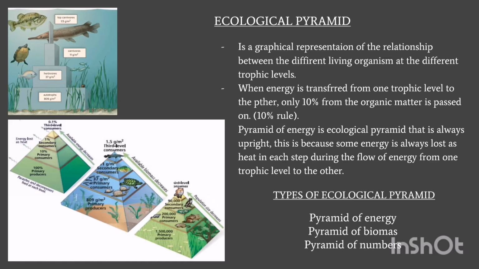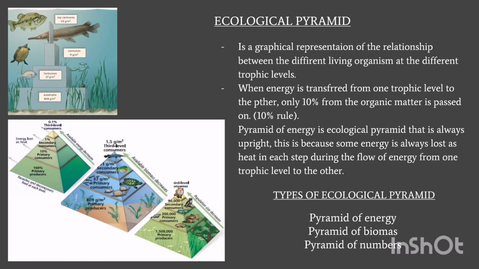Ecological pyramid. What is an ecological pyramid? An ecological pyramid is a graphical representation of the relationship between the different living organisms at the different trophic levels. When energy is transferred from one trophic level to the other, only 10% of the organic matter is passed on. It is called the 10% rule. The 10% rule is important to know for calculations.